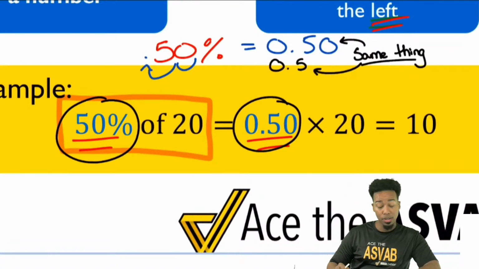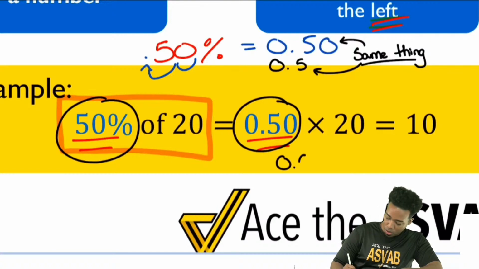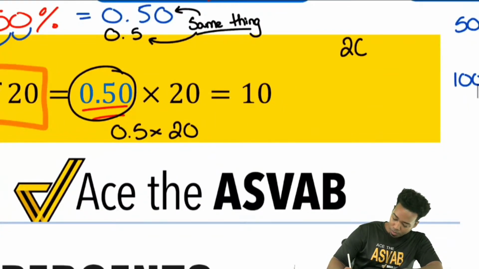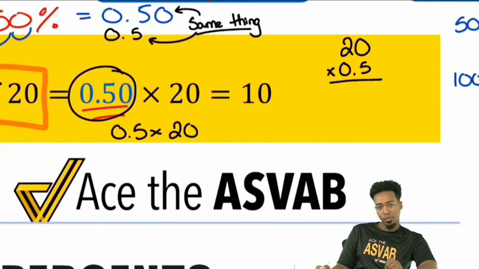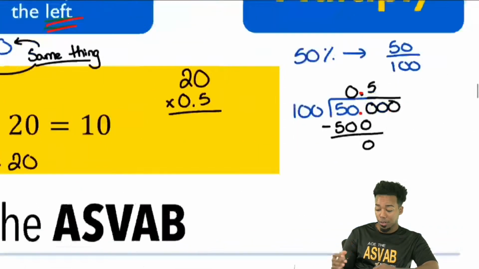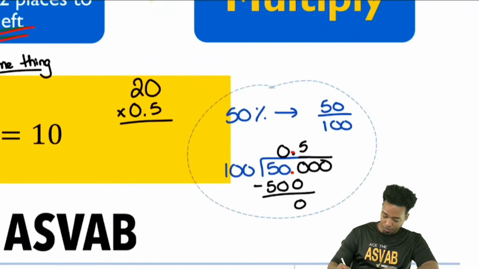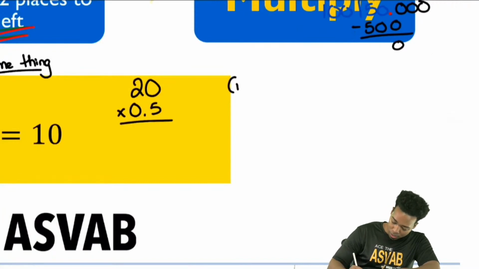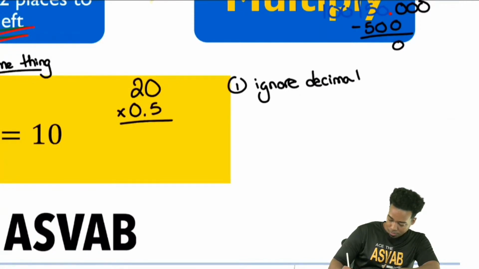Now, when we do the math, let's go ahead and have some fun here. Again, we can stay 0.50 or 0.5. It's the same thing. So I'm going to save you some time here on the side. 20 times 0.5. Everyone, when it comes to multiplying by decimals, what's the first thing we always do? Let me remind you, the first thing that we're going to do is ignore the decimal. Step number 1, ignore the decimal. Just multiply.